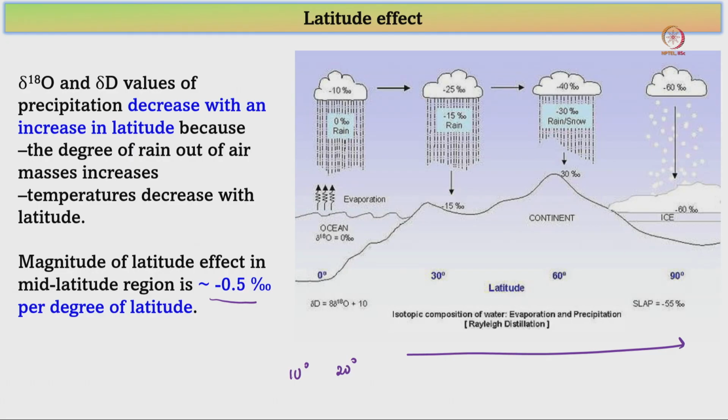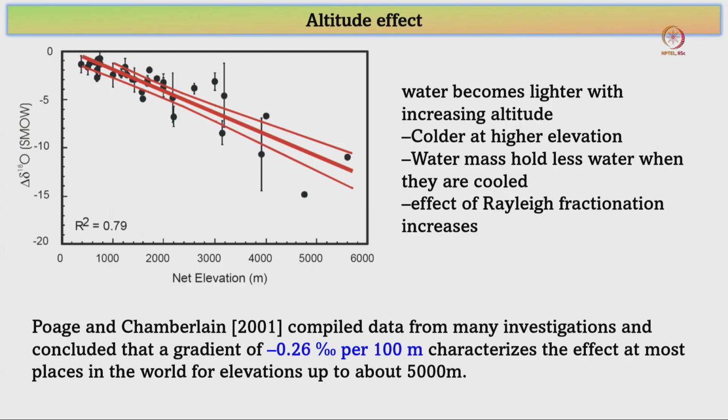So, per degree latitude you expect that it is going to decrease by 0.5 parts per mil, and this is only coming from the latitude. Another extremely important factor is the altitude. Even at lower latitudes we have many places which are at higher altitude.